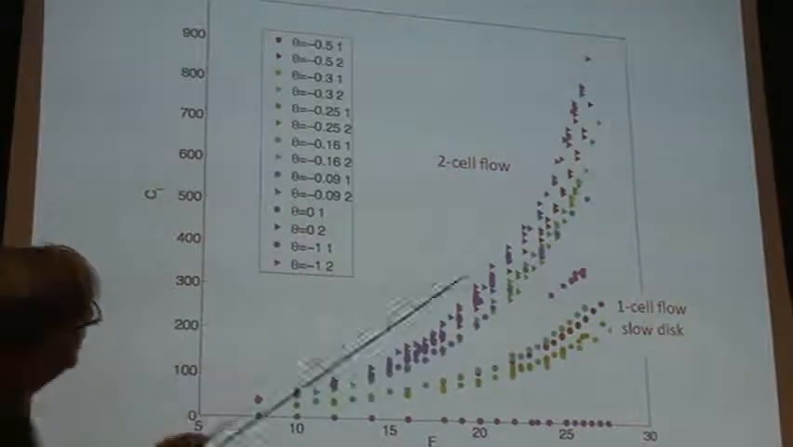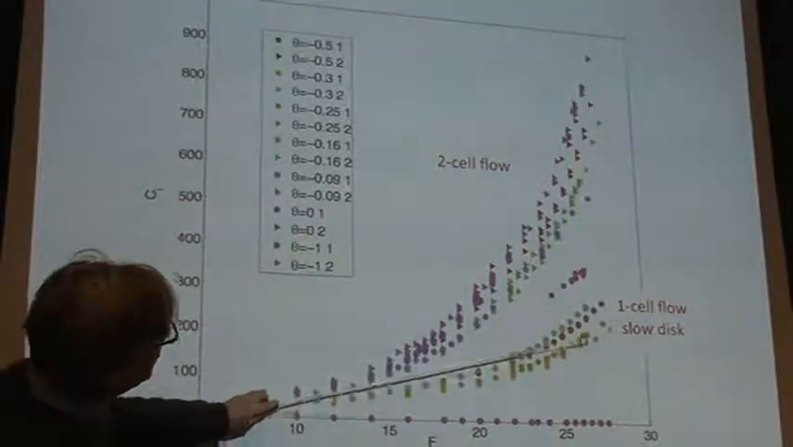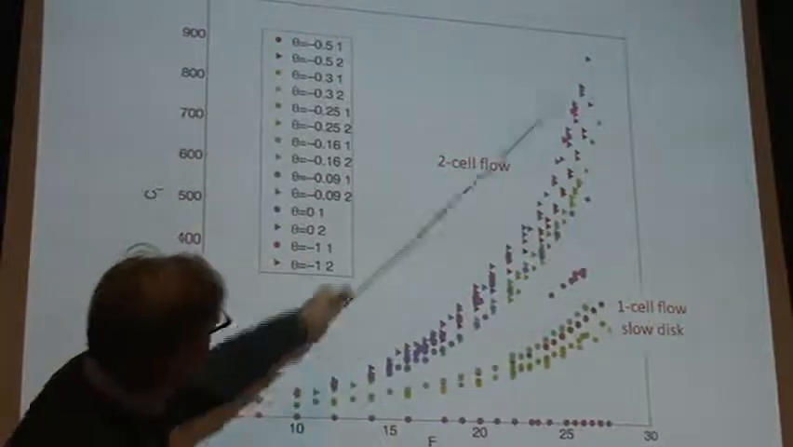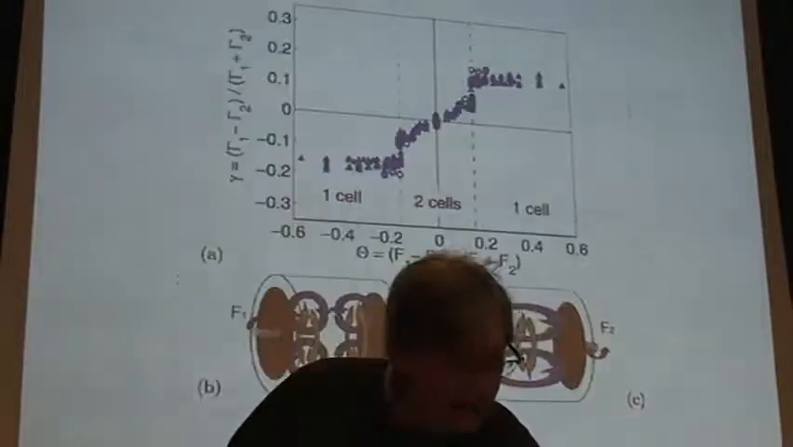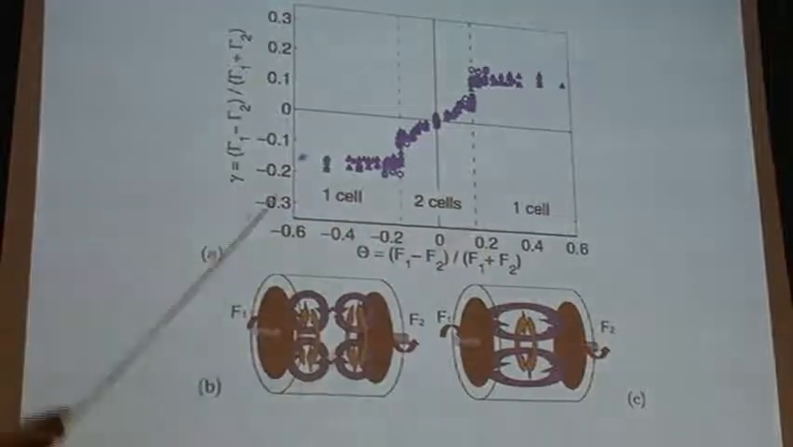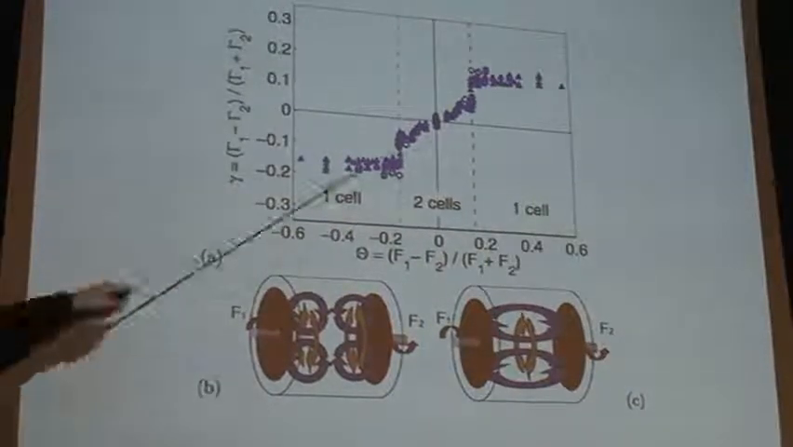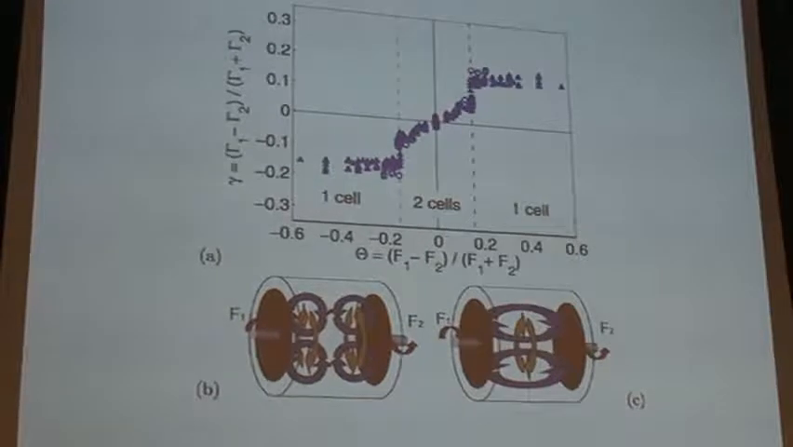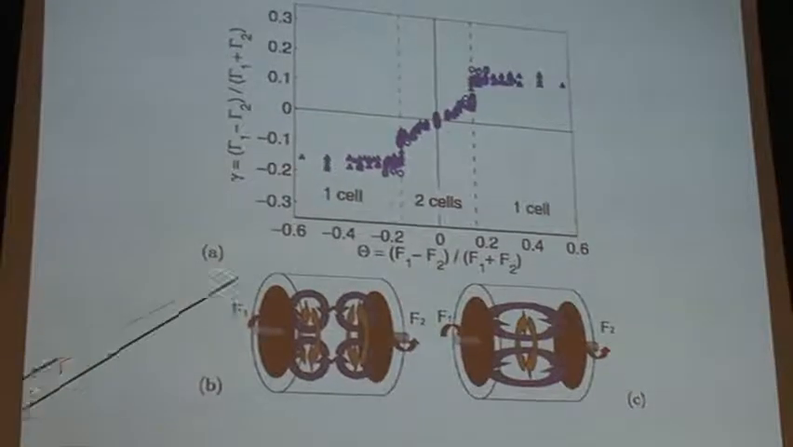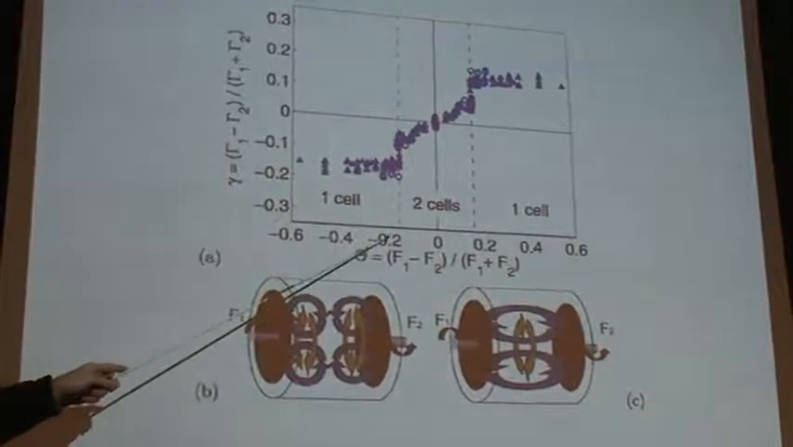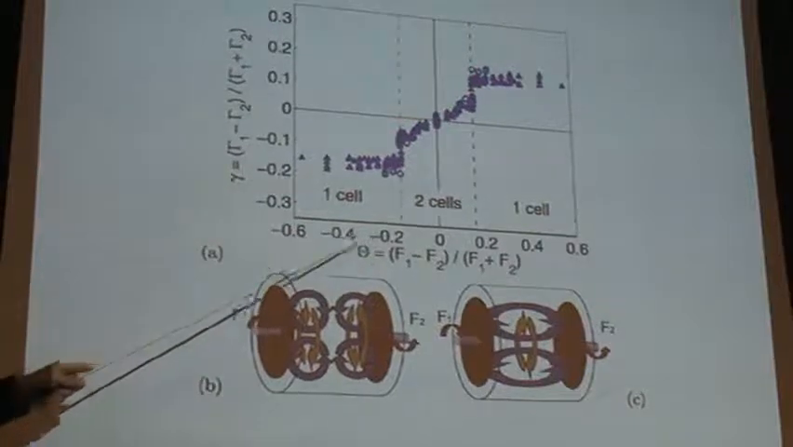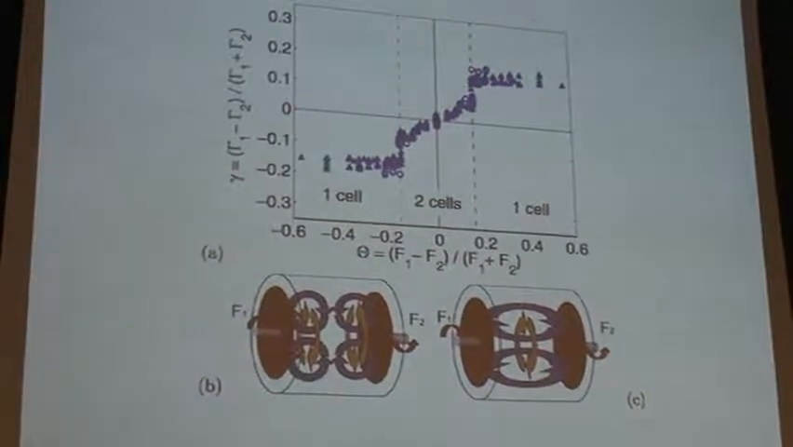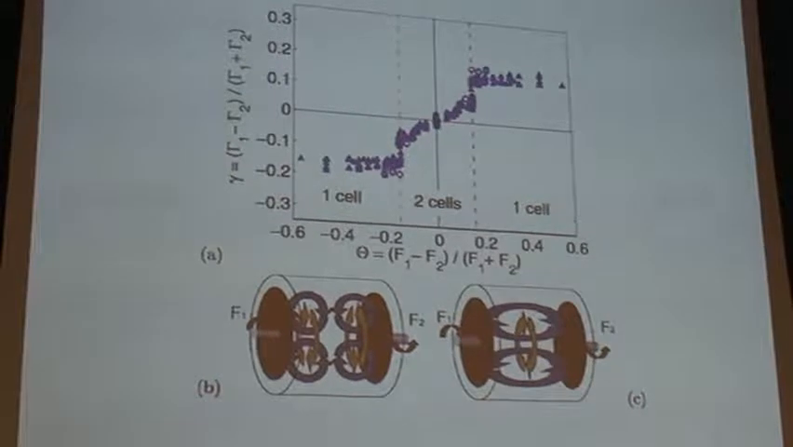It's a torque again, and you see the torque that is required to drive the flow near the slow disk, one cell, and near the other disk. And there's also that bifurcation from 2 cell to 1 cell. Now, it's not exactly the same hysteresis because you've messed things up. But for certain values of the imbalance parameter here, you bifurcate from a slowly evolving 2 cell to 1 cell flow.